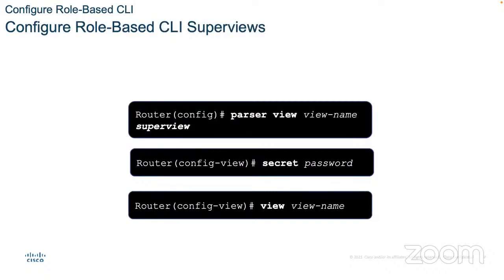To make a superview, it's just the same as configuring a regular view, except that the view command is used to assign views to the superview. So this is the way to make that superview. You did it the first time to make the various command line views. Now the superview is made by the collection of those views. I think of it as hierarchical.